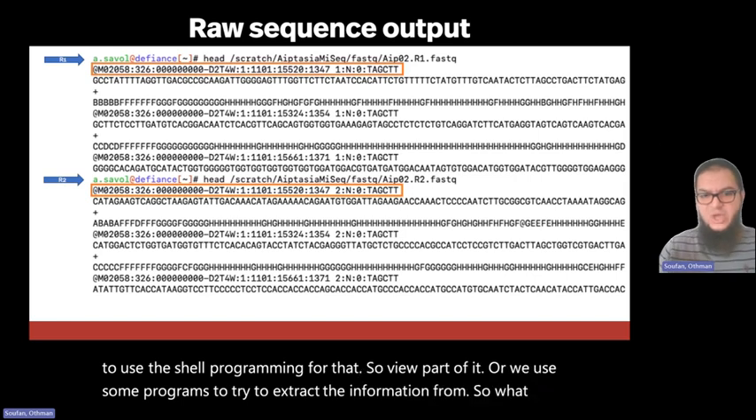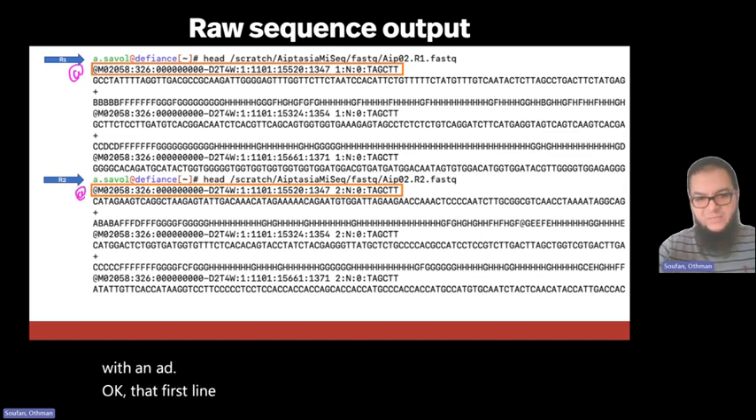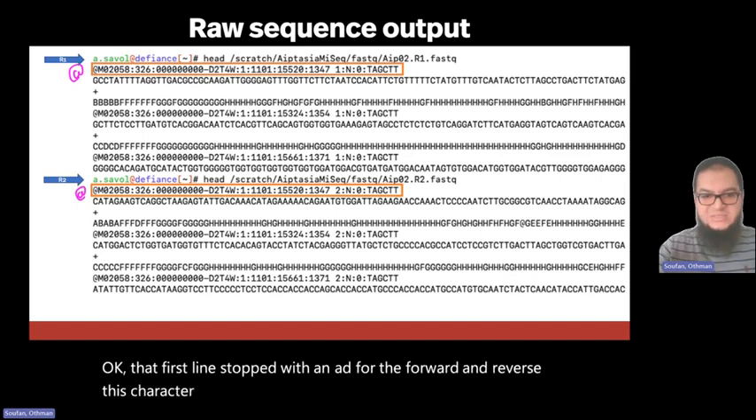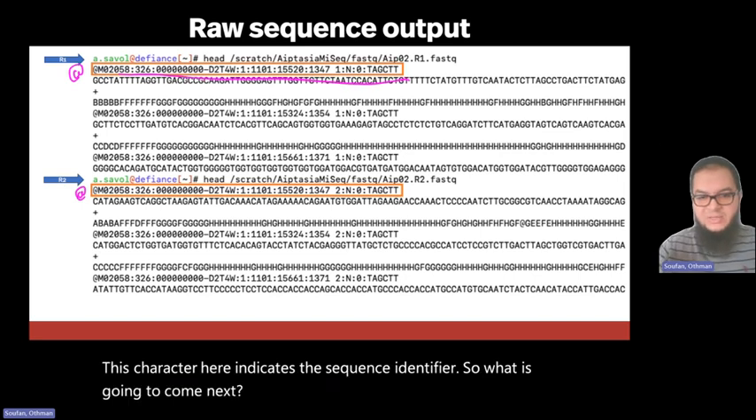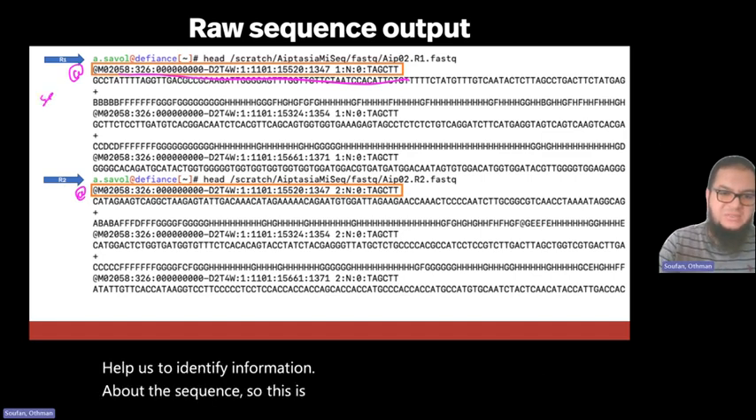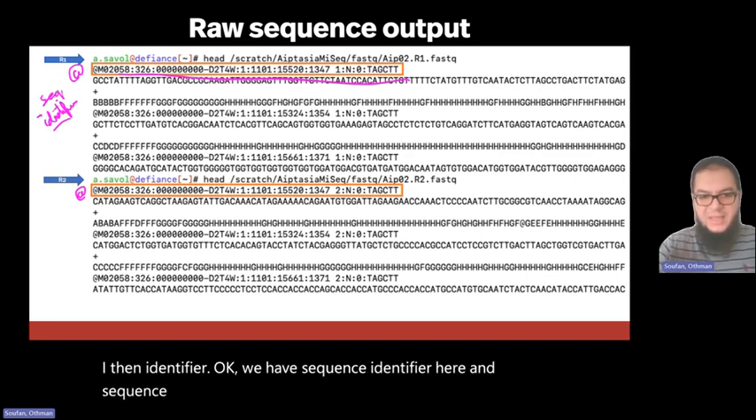So what do we have here? What is the first line here? That first line starts with an @ for the forward and reverse. This character indicates the sequence identifier. What is going to come next helps us to identify information about the sequence. So line 1 is the sequence identifier. We have a sequence identifier here and a sequence identifier here.